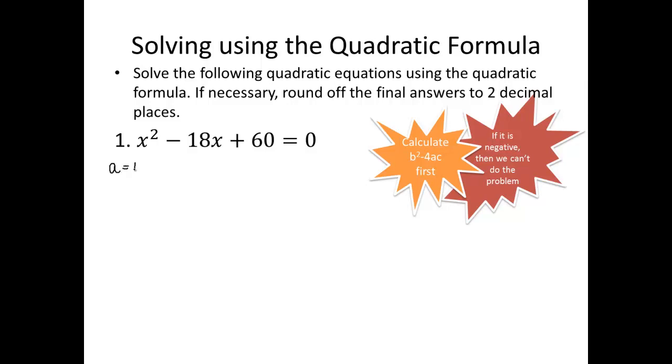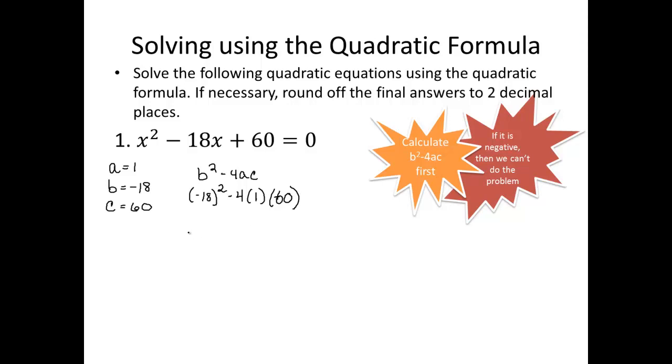So the first thing we do is identify what A is, what B is, and what C is. We have A is 1, B is negative 18, and C is 60. The first thing you should do in the calculation is calculate b squared minus 4ac. As noted on the screen, if you calculate this value and your answer is negative, you'll have a negative number underneath the square root sign, and that will not give you a real number answer. So you could just stop there and say there's no solutions.